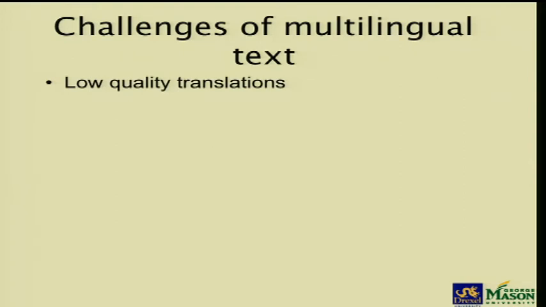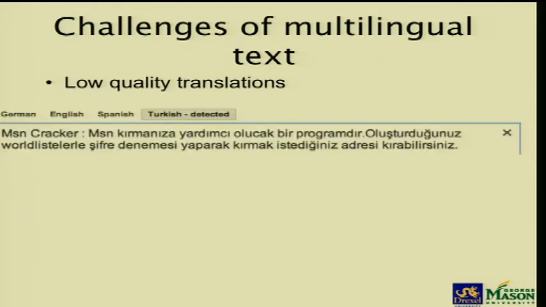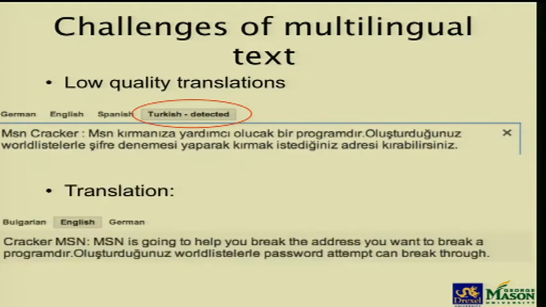Let's look at another case. This is a message from a Russian forum, and it's in Turkish. The language is detected correctly, but when we look at the translation, and I'm a native Turkish speaker, so I can tell the difference, the translation doesn't directly correspond to what it means in English, and on top of it, we still have three Turkish words left in the English translation.